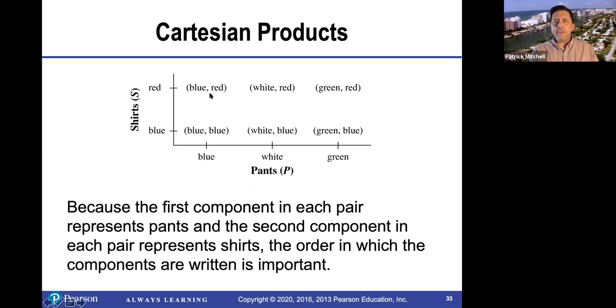And here are the 6 ordered pairs. So this one here means blue pants with red shirt. This means white pants with red shirt. That means green pants with red shirt. Blue pants with blue shirt, white pants with blue shirt, green pants with blue shirt. Because the first component in each pair represents pants and the second component in each pair represents shirts, the order in which the components are written is important.